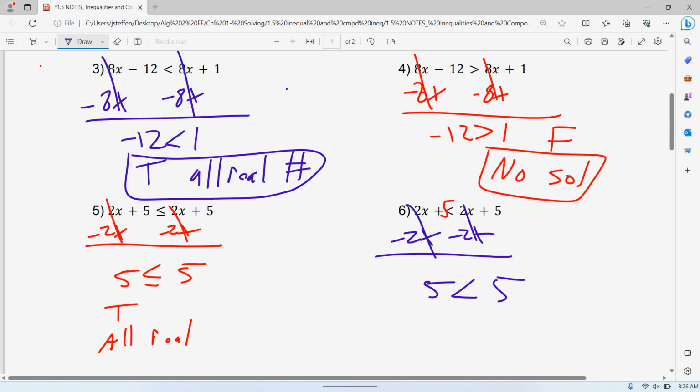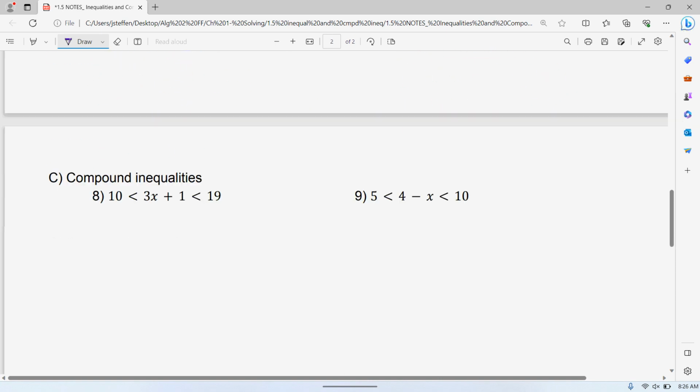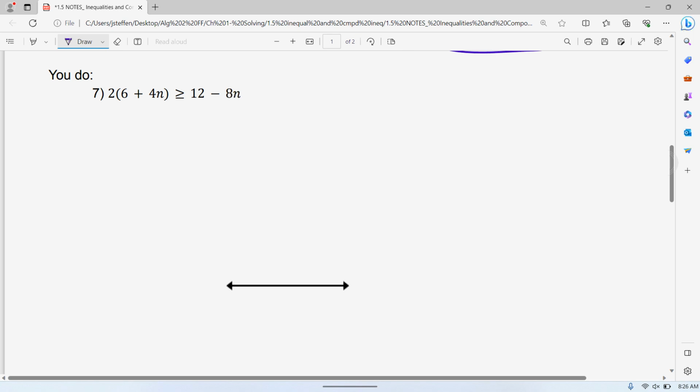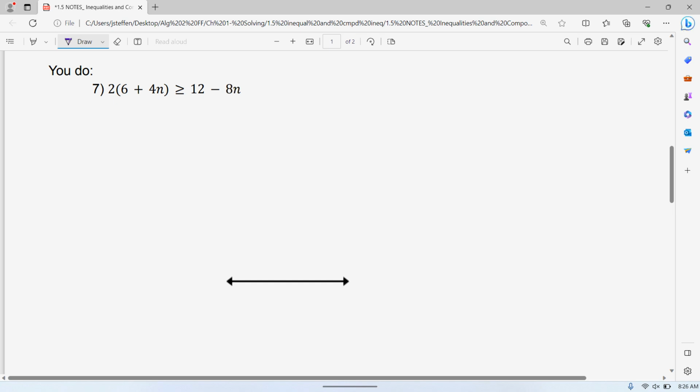In fact, it's not even equal to. We're not asking about equal to. We're asking if 5 is less than 5. So that is false. That's one you have to be careful with. Any questions on those before we move on? All right, go ahead, do number 7 on your own. I'll give you a minute or two to do that.